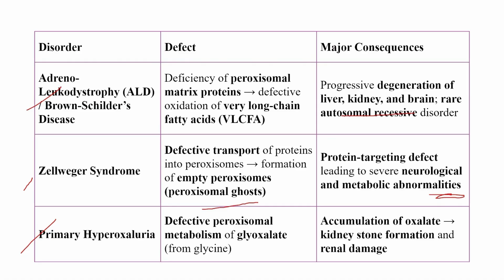Then we have primary hyperoxaluria, defective peroxisomal metabolism of oxalate, right? It results in accumulation of oxalate, kidney stone formation, and renal damage.